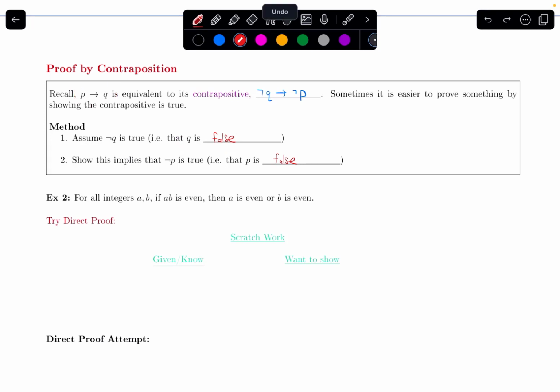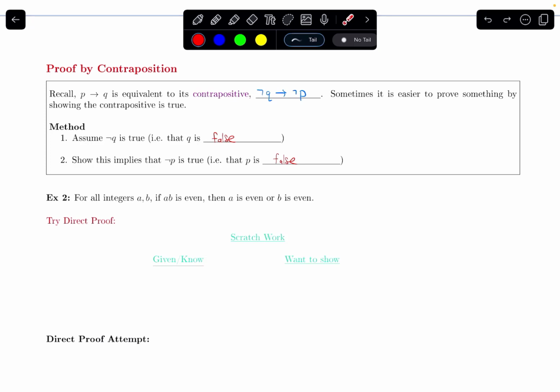All right, so let's look at an example. For all integers a and b, if a times b is even, then a is even or b is even. So if I multiply two integers and it's even, then either the first one is even or the second one is even. Conceptually, from what we know about evens and odds, this should be true. Okay, so let's try to prove this.